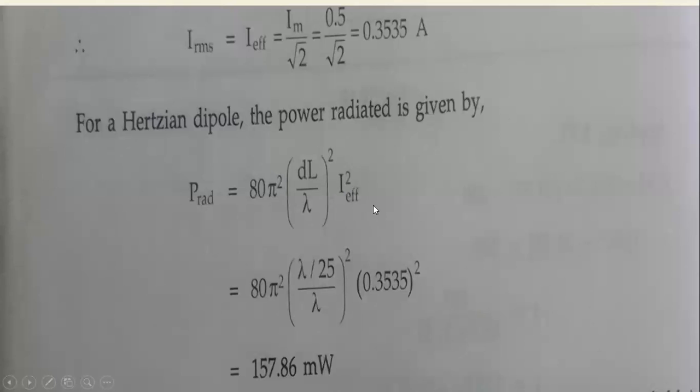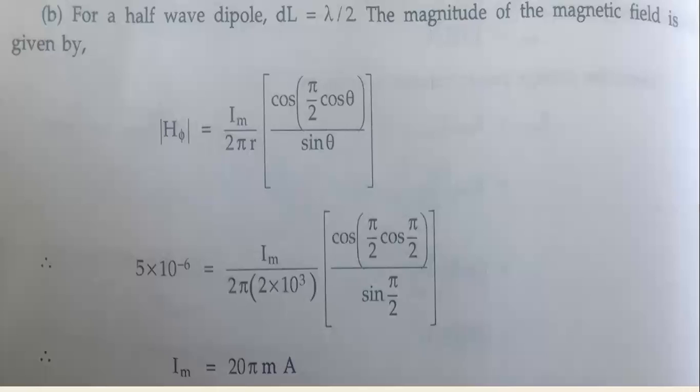This is the squaring. How have we calculated the I effective? With the help of this Im, that is Im by root 2. And how did we get that Im? In the previous slide we have seen how we calculated the peak value of the current. So in this way you can substitute the value of dl and the effective current, and you can calculate the radiated power, that is nothing but 157.86 milliwatt if you do it with the calculator.